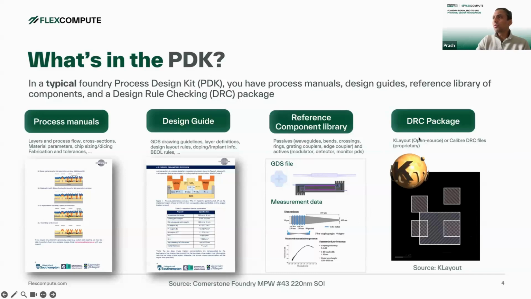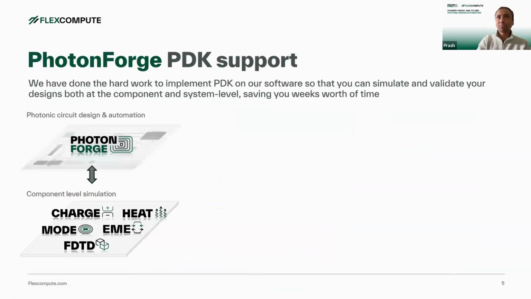And you usually have some sort of design rule checking package, whether that's open source software, KLayout, or more proprietary software like Calibre. So this is what we mean when you say you get a Foundry PDK.